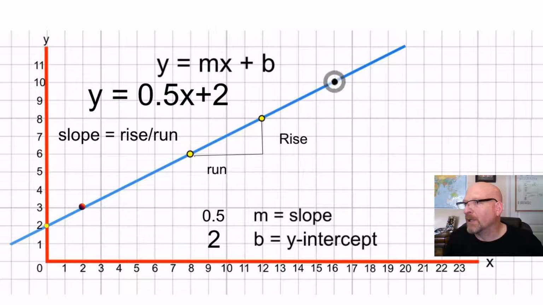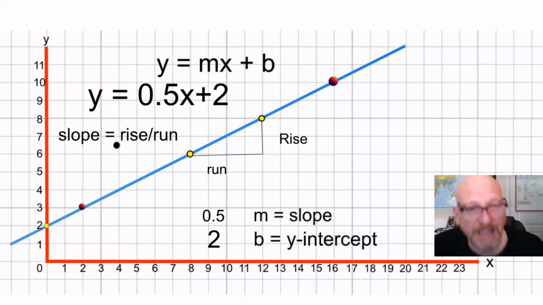Let's choose another point up here. Here we go. This is 16 and 10. So 16 on the x and 10 on the y. So if x is equal to 16, 1/2 of 16 is 8, plus 2 is 10. So sure enough, this point is also on that line. So this is just a way of double checking or triple checking that this equation, y equals 0.5x plus 2, accurately defines this line. Okay, so there you go.